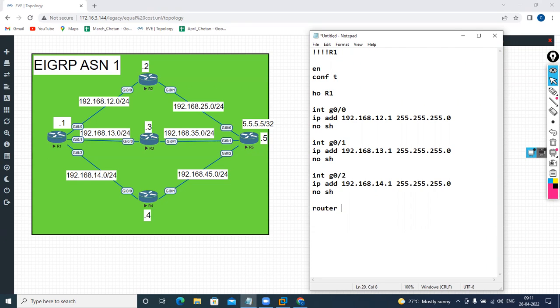So how to enable EIGRP? Router eigrp 1. Then eigrp router-id 1.1.1.1. We'll take the router number as the router ID. So if it is R1, it is 1.1.1.1. If it is R2, it is 2.2.2.2. And then advertise the directly connected networks. That is network 192.168.12.0, network 192.168.13.0, network 192.168.14.0, and no auto-summary. This is the configuration on R1.